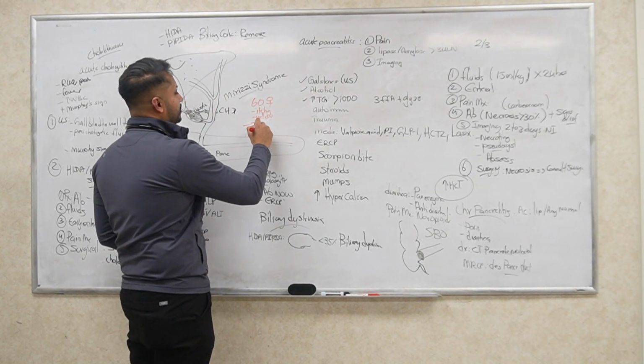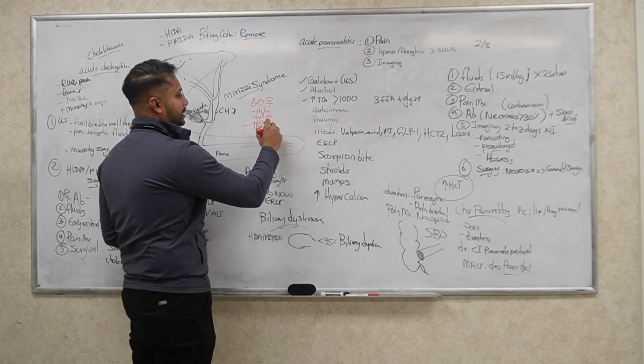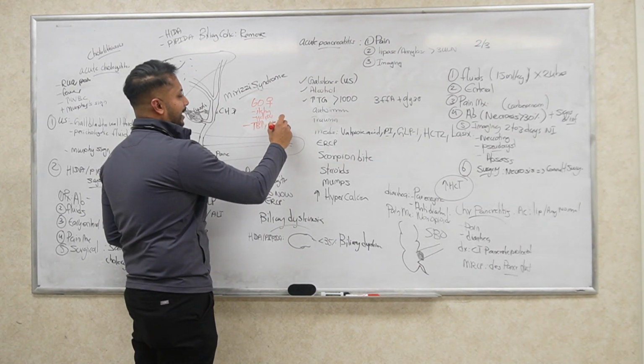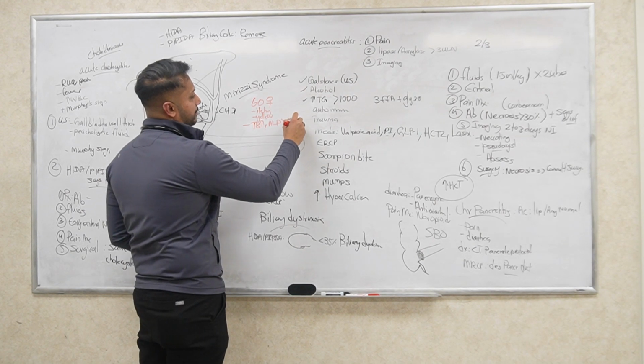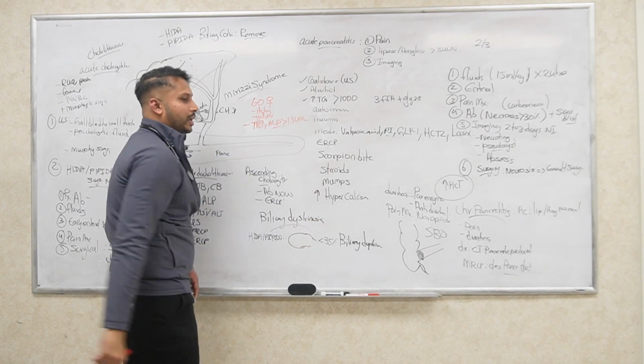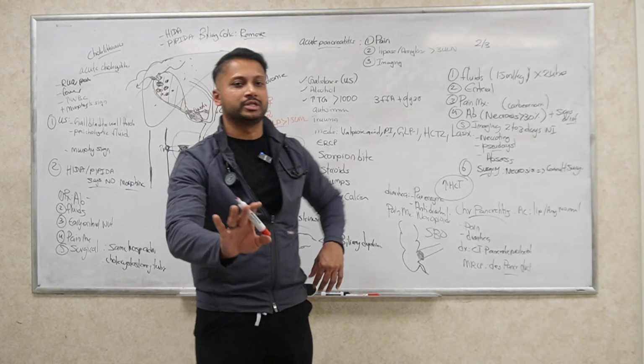Total bilirubin is elevated. What else? ALP is also elevated, greater than 1.5 times the upper limit of normal. What are you thinking? What are you going to do at this point is the first question.